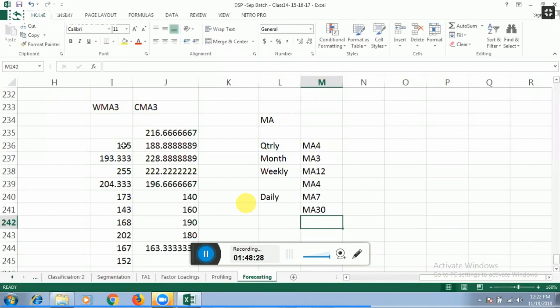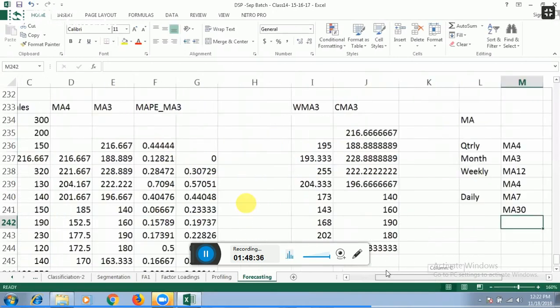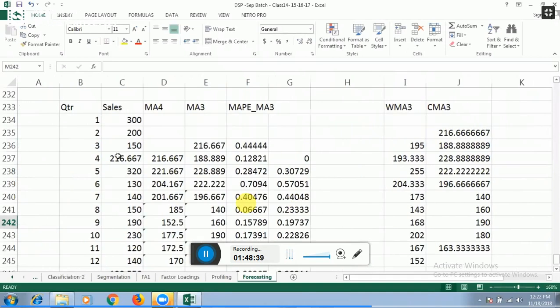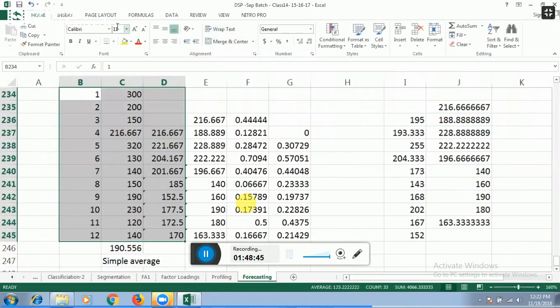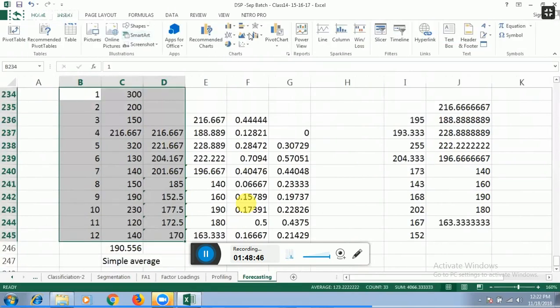Right? So are you clear on this? Am I correct or not? Now you understand the concept of moving average. So what is the advantage with the moving average? For example, if you look at this one, moving average, suppose assuming that these are the things. Now let's see how the plots look.